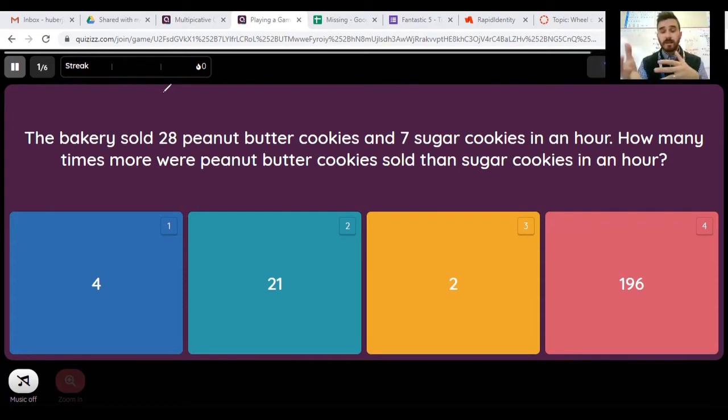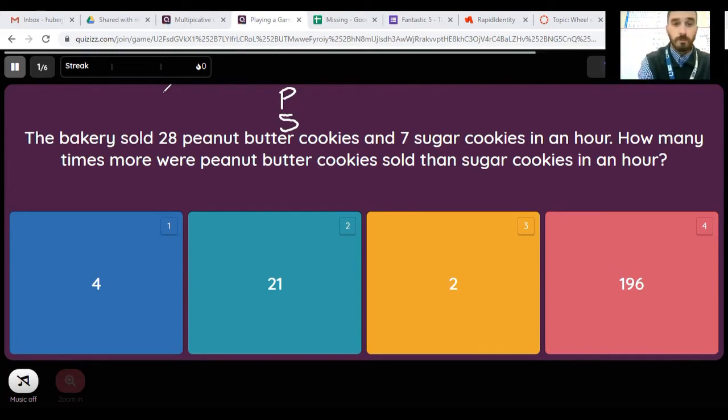And in this case, it's peanut butter cookies to sugar cookies. So I would put a P and I would put an S. So again, since it doesn't tell us how many times more or how many times as many, we don't know who's going to get the big number of boxes. But since we have both the big number and the small number, I know who's automatically going to get that 1 box. That's going to be the sugar cookies because it has the smaller number.